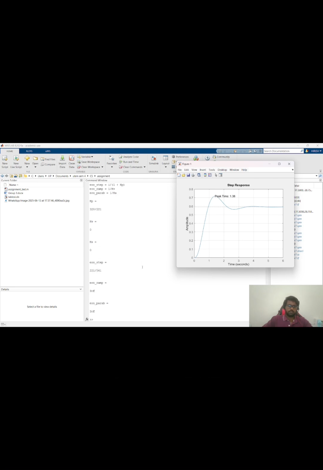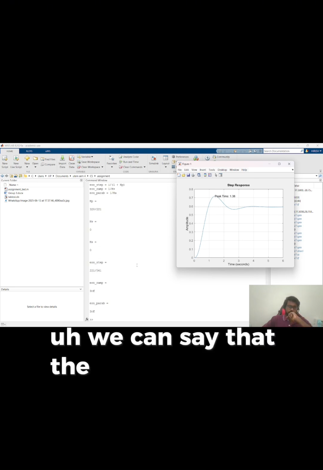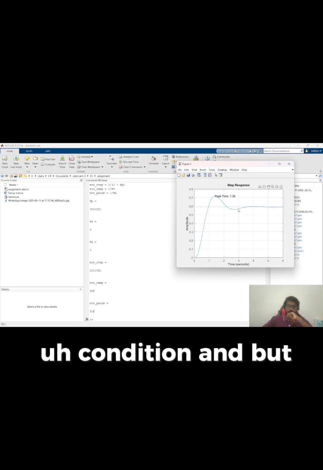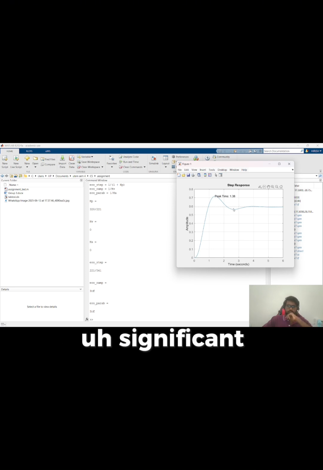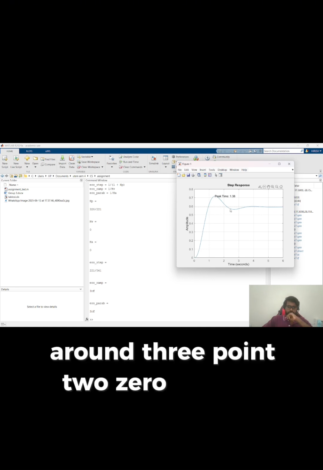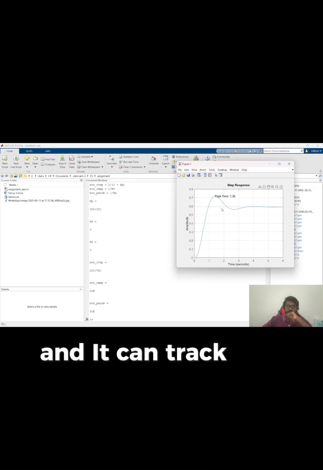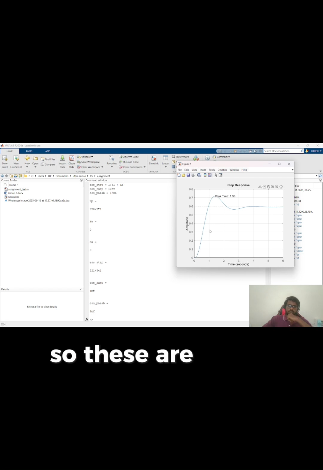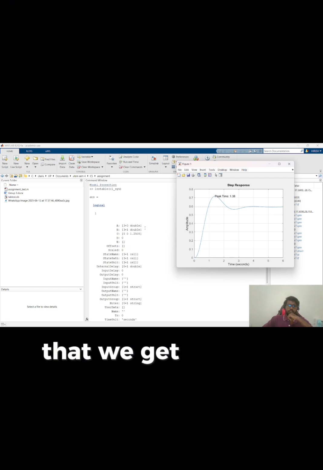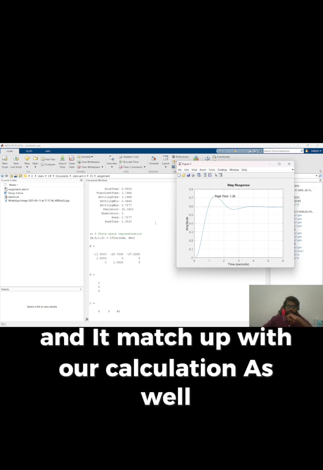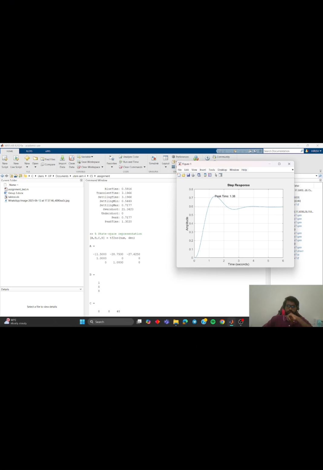In summary, we can say that the system is stable, but it has a significant overshoot percentage, and it settles quickly at around 3.20 seconds, and it can track step input. These are the outputs that we get from our simulation, and they match up with our calculation as well. That's all from me. Thank you.